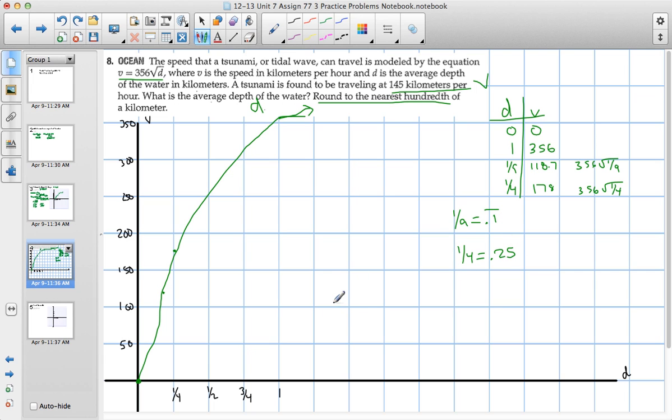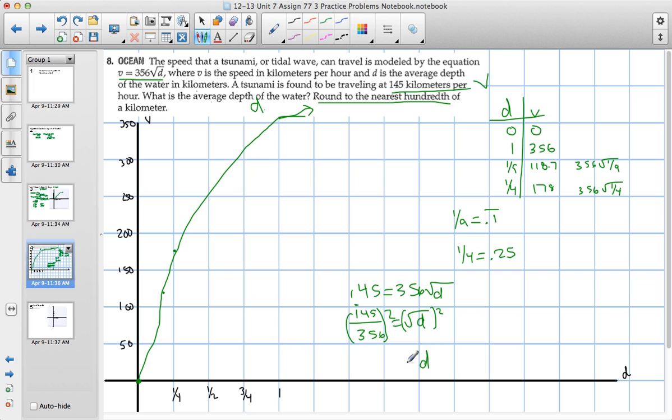So I'm going to say V is 145 equals 356 times the square root of D. I'll divide both sides by 356 to start isolating my D. It's just straight algebra. Now, to get rid of the square root sign, I have to do the inverse operation, which is to square both sides. So I need to square both of those.